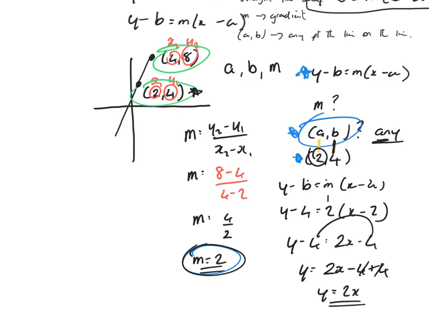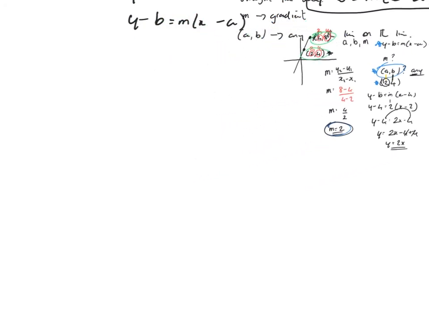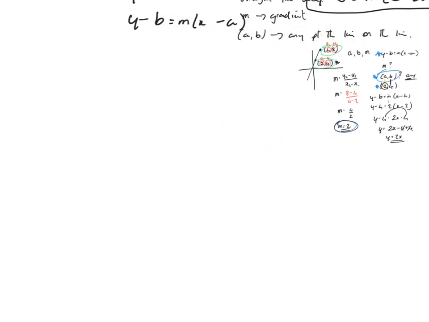Now we're going to do a few of these examples just to make sure that you're comfortable with them. So let's do an example 2. Okay, so we've got an example 2, and this time we've got a point 1, 3, and a point which is going to be 3, 7. Okay, and we're going to use y minus b equals m bracket x minus a.